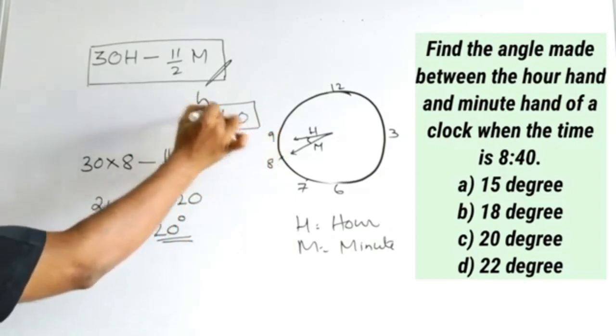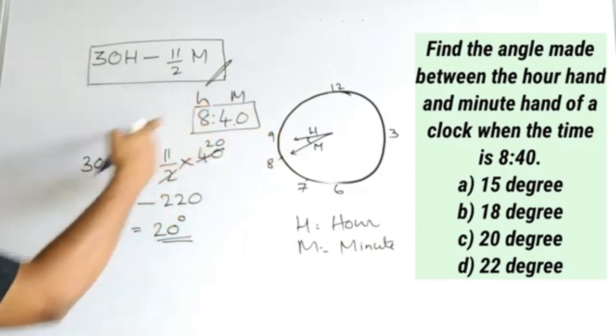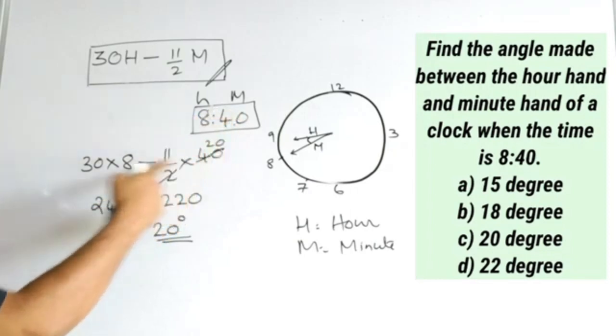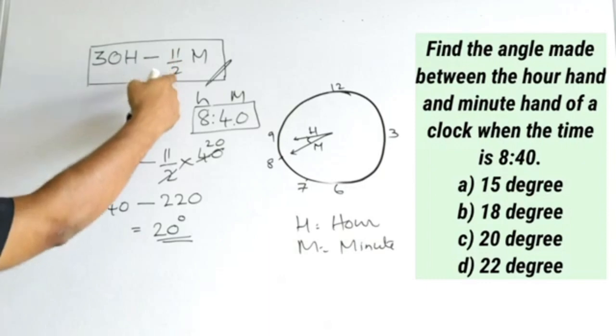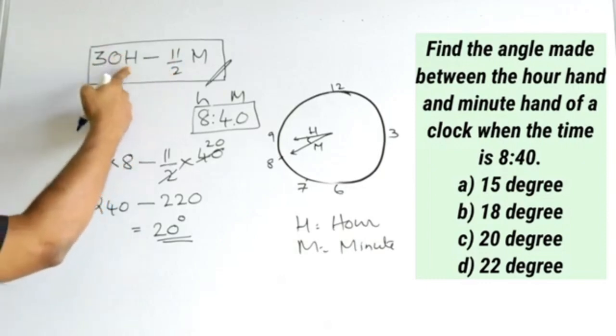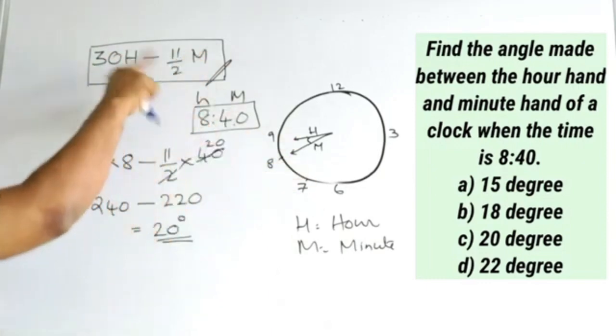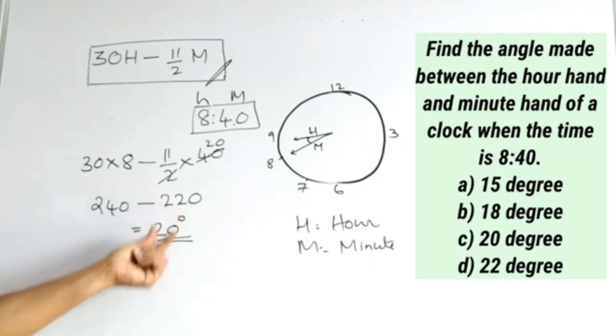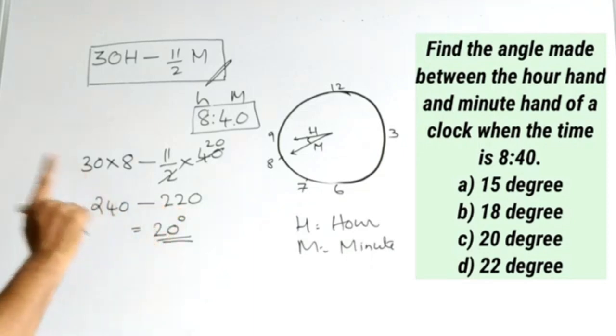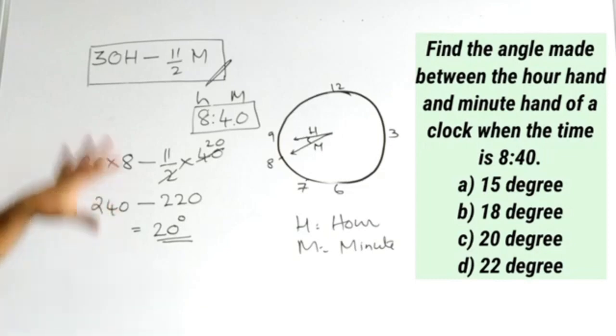So 8 is the hour, 40 is the minute. So h will come here, m will come here. So 30 into 8 minus 11 by 2 into 20. This 11 by 2 will not change. This 30 will not change. H and m you can put according to the question. So 240 minus 220, 20 degrees. This is the formula based approach. So you can note it.